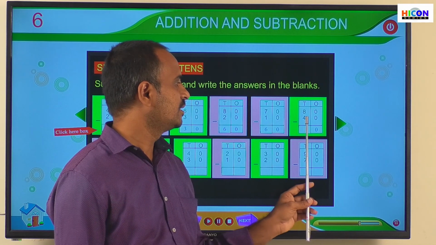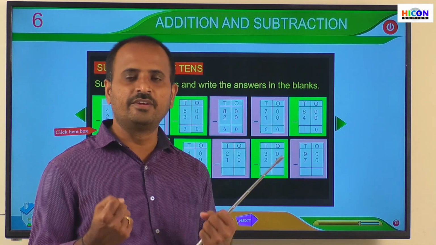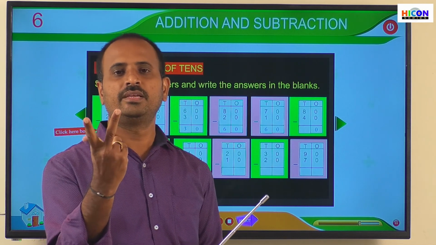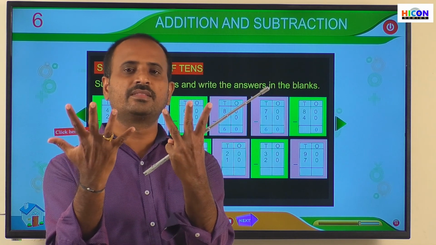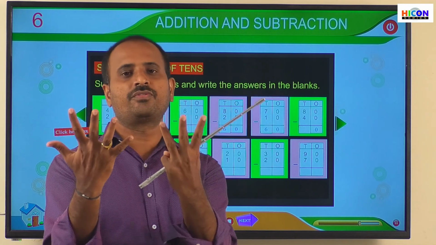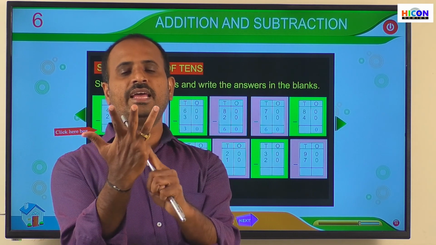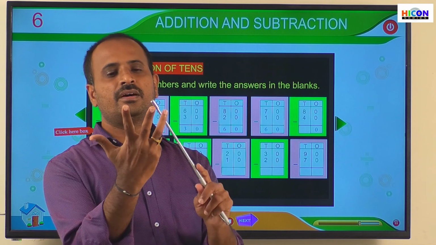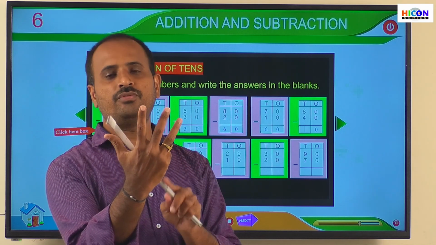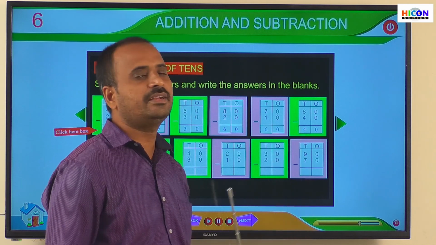Open 8 fingers and close 4 fingers among 8 fingers. So first you open 8 fingers. 1, 2, 3, 4, 5, 6, 7, 8. So among these 8 fingers, close 4 fingers. So 1, 2, 3, 4. So children, I have closed 4 fingers. So how many fingers are there remaining? There are 1, 2, 3, 4. So 4 fingers are there remaining. So write 4 under tens place.